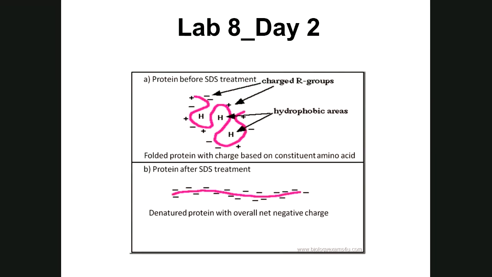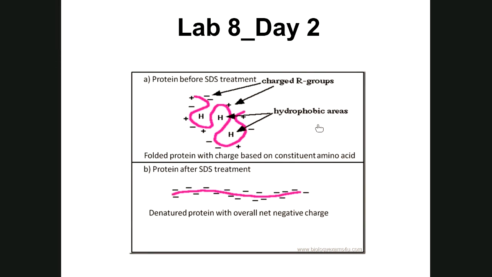All right, hello everyone. I'm about to start the Lab 8 Day 2 overview here. Lab 8 Day 2 focuses on analyzing the fluorescent protein samples that you purified on Lab 8 Day 1, and you will use a technique called SDS page, which stands for sodium dodecyl sulfate polyacrylamide gel electrophoresis.